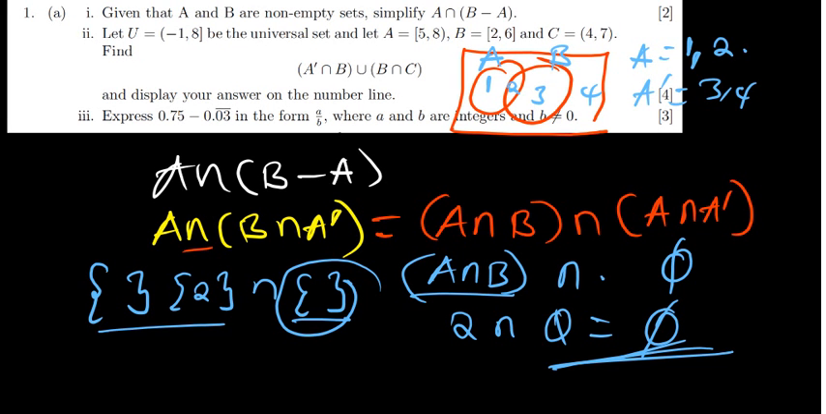Yes, please. The question is saying A and B are non-empty sets. So how come? Maybe explain a bit. Oh, A and B, they're non-empty sets. They're just telling you to say A and B have elements. They're not empty sets. That's the meaning. You get my point, right? Yes, they are sets. They are not empty sets.